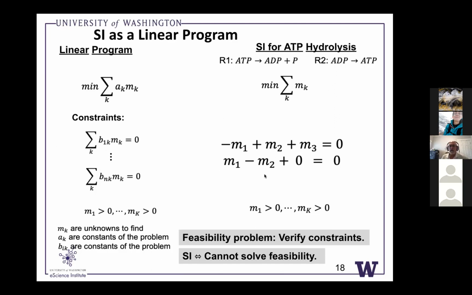And what we want to do is solve a feasibility problem, where we determine whether or not these constraints can be satisfied. You can have both equality constraints in linear programming and also inequality constraints. And our inequality constraint is that all these masses are positive. And that's the setup for this.